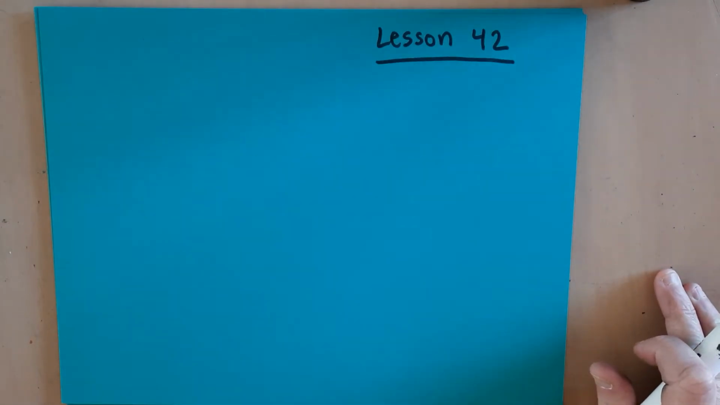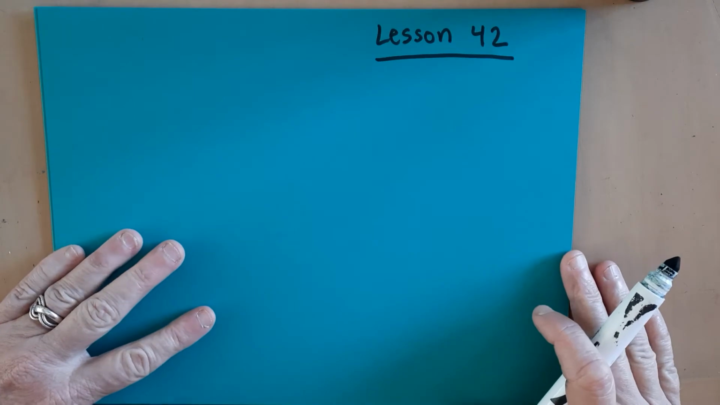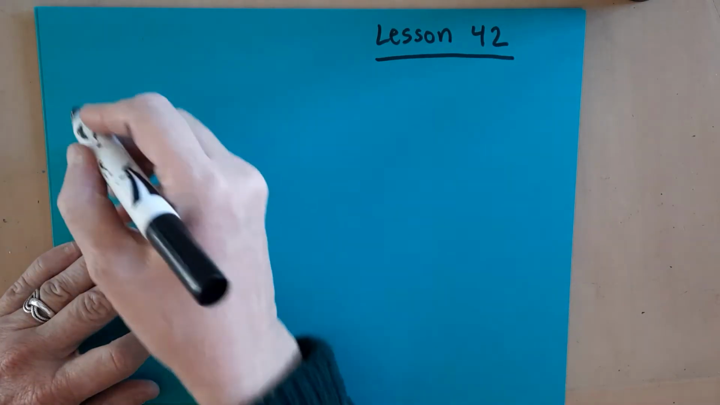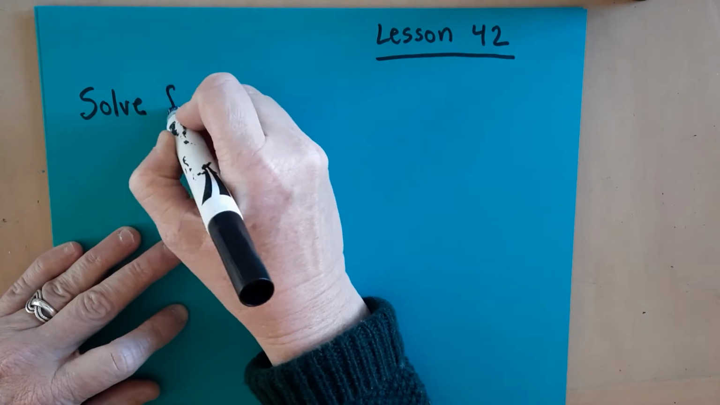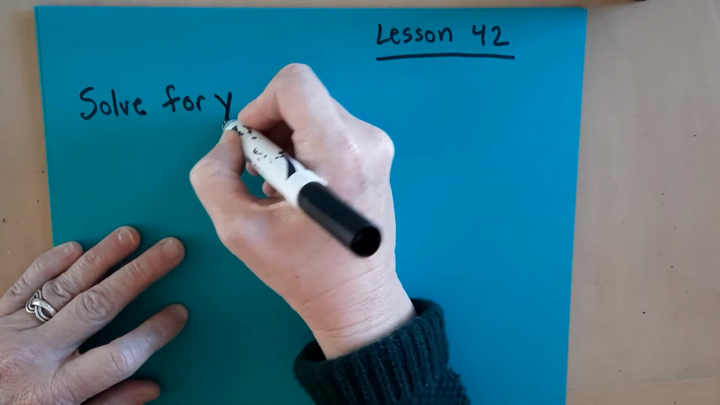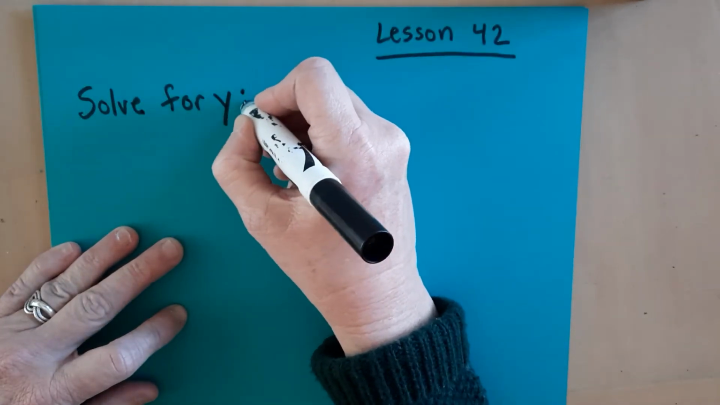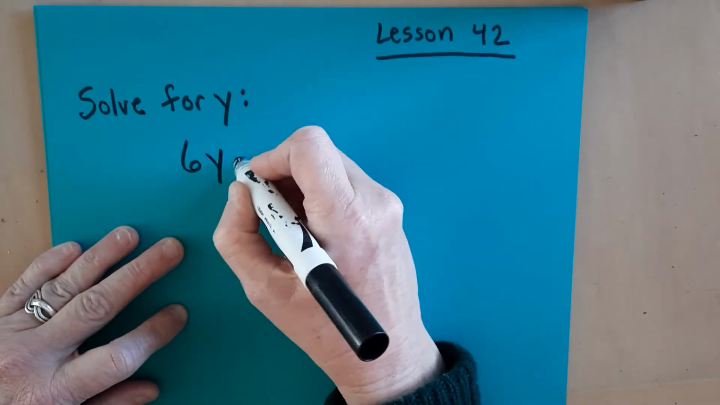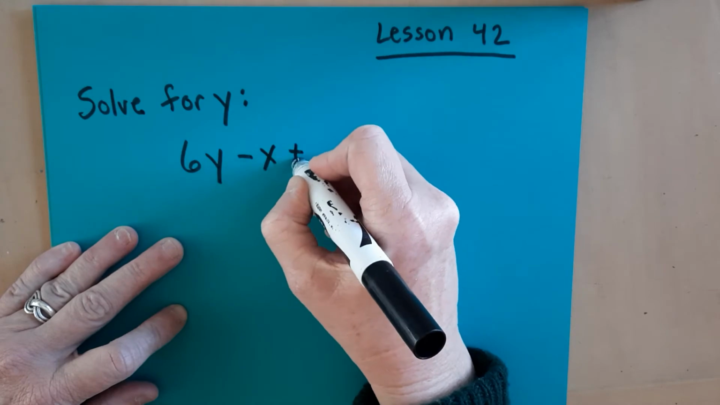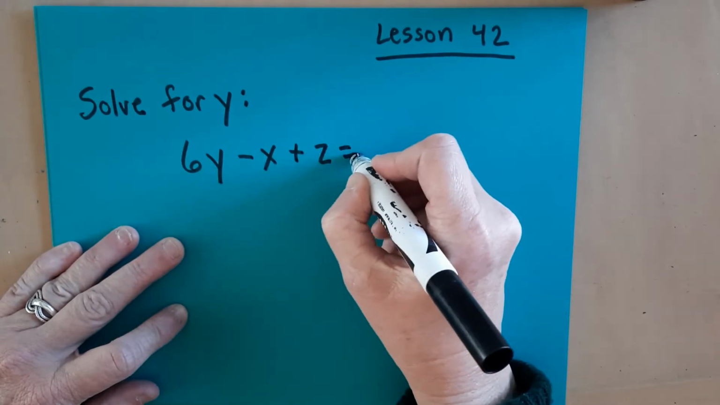Now we're going to go ahead and look at lesson 42, which is solving multivariable equations, which just means that we're going to solve equations for a specific variable. So a problem like that would look like this. Might say solve for y, which just means we're going to try to get y on one side of the equation and everything else on the other side. We want to set y equal to everything else.